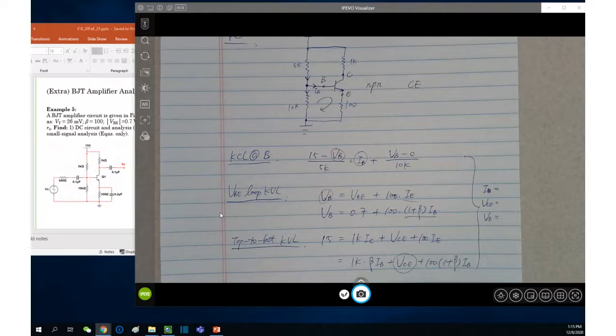All right. If that's fine, then go ahead. Another 5 minutes to do the small signal circuit and the small signal analysis equations. I'll give you another 6 minutes. Go ahead.